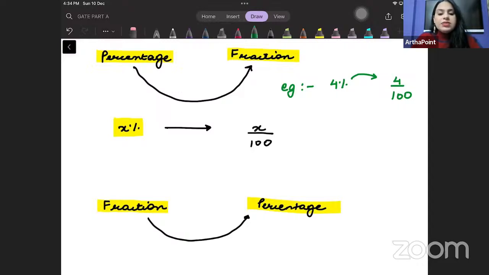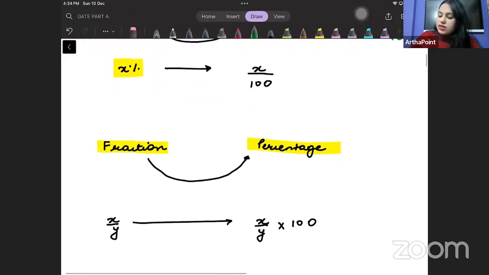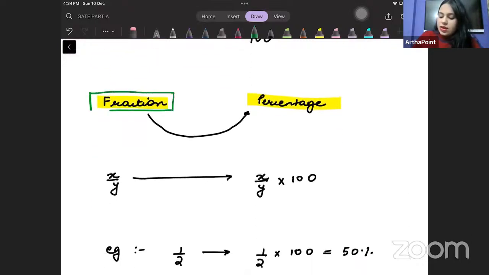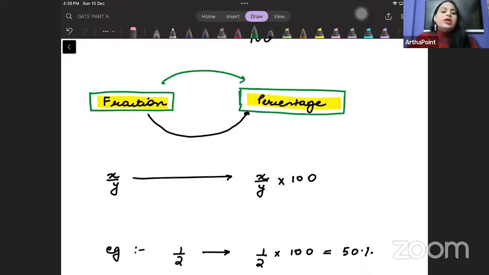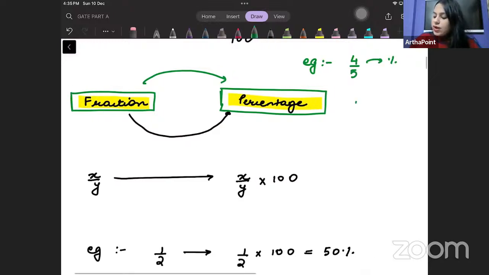ठीक है बेटा. अब हम इसका रिवर्स देखते हैं. If you are given a fraction and you have to convert that to percentage, अगर हमें एक fraction दी हुई है और हमें उसको percentage में convert करना है, then बेटा we will multiply with 100. तो जैसे for example, if I am telling you convert 4 by 5 into percentage, तो कैसे कर सकते हैं? How can we do that? बेटा 4 by 5 into 100, so this will be nothing but 80%. हाँ बेटा, clear हुई ये बात?